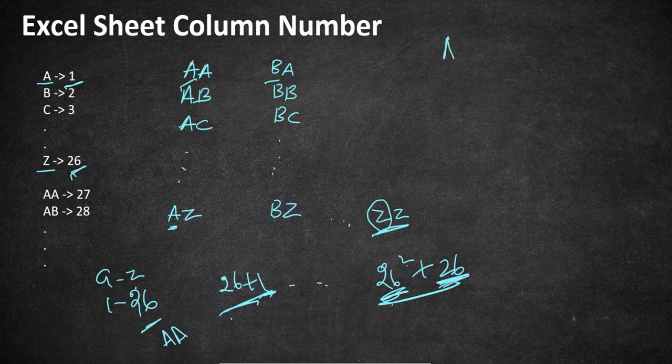The same way, AAA will actually be the next number after ZZ, which will be 26 square plus 26 plus 1.